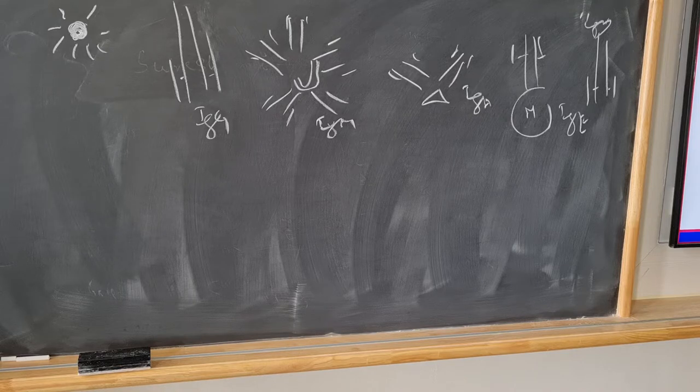So antigen can combine in multiple sites. Whereas IgG has got two antigen combining sites. IgA has got four. IgM has got 10 antigen combining sites.